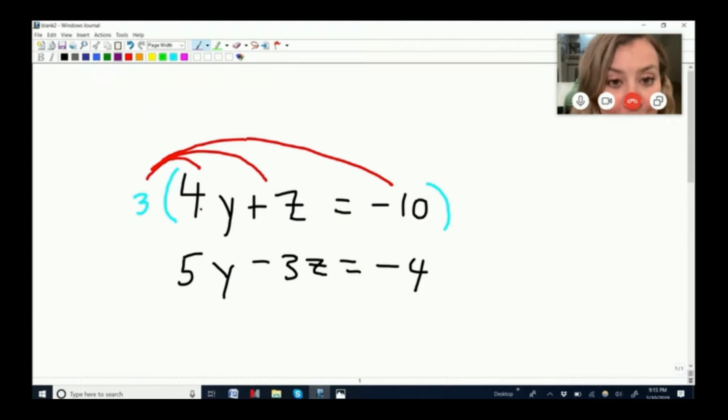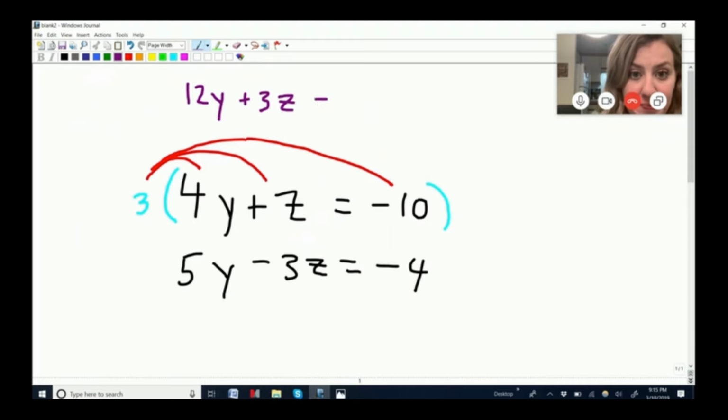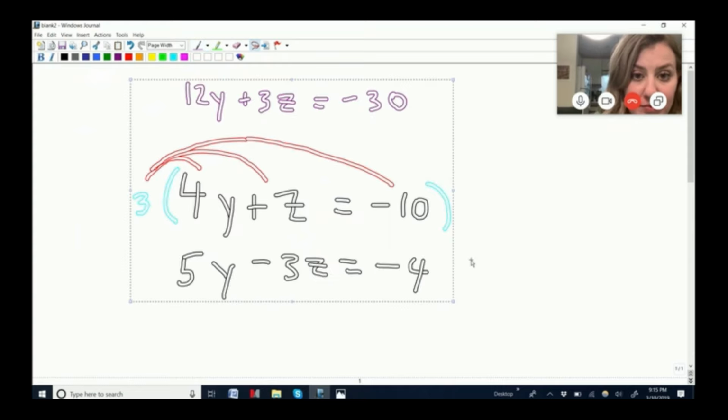What is 3 times 4y? 12y. Beautiful. I'm going to write that right here. What's 3 times z? 3z. Good. And what is 3 times negative 10? Negative 30. Beautiful. All right, so we have that.